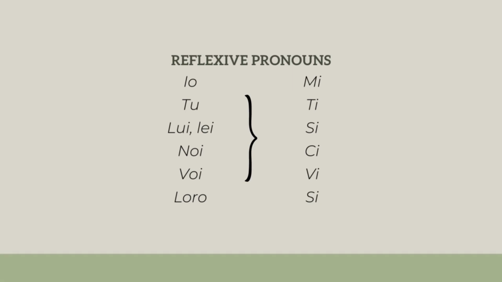So let's quickly run through the reflexive pronouns that we're going to be using for the reflexive verbs. We have mi for I, ti for you, si for he or she, ci for we, vi for you, plural, and si for they. So we have mi, ti, si, ci, vi, si. Okay, so now we have the pronouns set down.